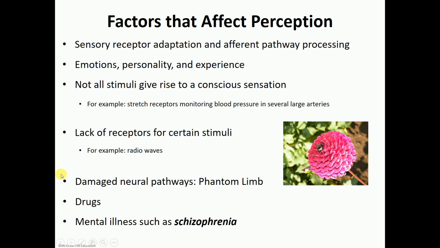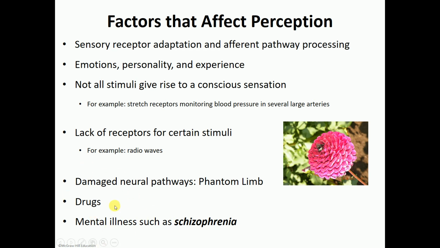Another thing that affects perception are damaged neural pathways. A very common phenomenon that happens to patients after an amputation is known as phantom limb. The limb is no longer there, but the patient still perceives it as being there. They will tell you, and it is very real to them, that they do feel pain in that amputated limb. They can feel the numbness, they can feel tingling sensation, although they know that the limb is no longer there.